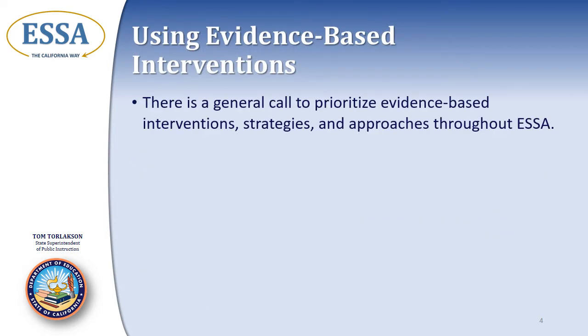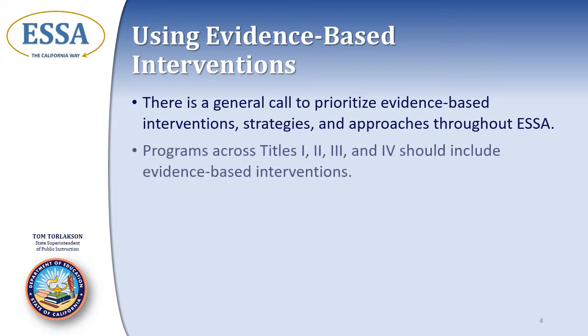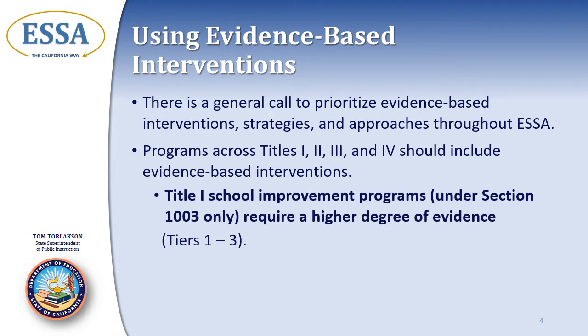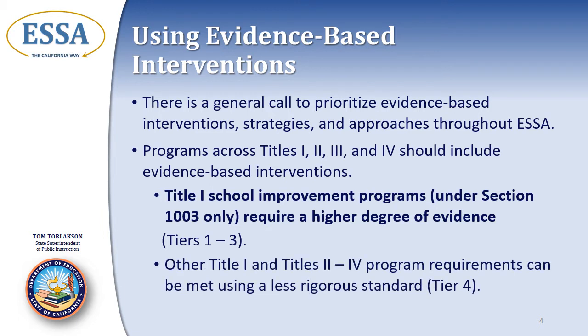There is a general call to prioritize evidence-based interventions, strategies, and approaches throughout ESSA. Programs across Titles 1, 2, 3, and 4 should include evidence-based interventions. Title I school improvement programs under Section 1003 only require a higher degree of evidence, represented by Tiers 1 through 3, while other Title I and Title II through 4 program requirements can be met using a less rigorous standard, represented by Tier 4.